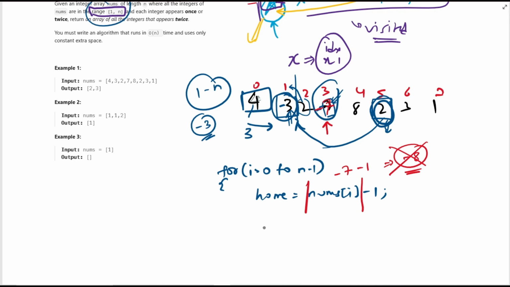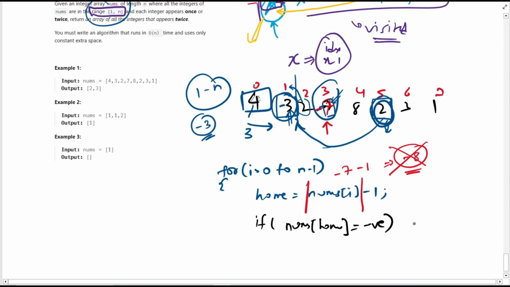Okay. So once you get the home address, you will check if someone has made a home over there or not, right? So if nums of home, that is your address, is negative, that means someone else had already made a home. Then I will just push back, add to my answer list, this nums of 5.